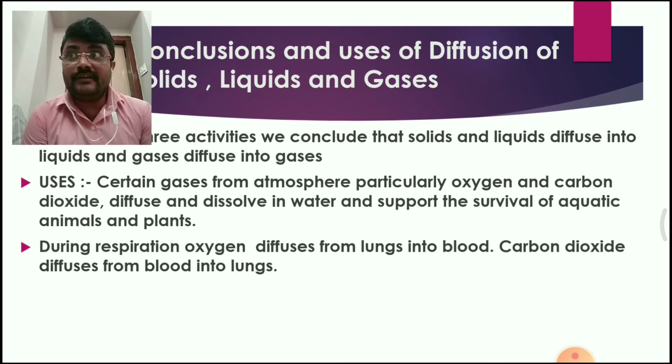And it is also in our respiration. In our respiration, oxygen diffuses from lungs into blood. Oxygen is very important to us in respiration. Here in the lungs, oxygen diffuses into blood. And reversely, carbon dioxide diffuses from blood to lungs. In inhaling, we take oxygen inside, it diffuses from lungs to blood, and reversely carbon dioxide diffuses from blood to lungs and we exhale that carbon dioxide.